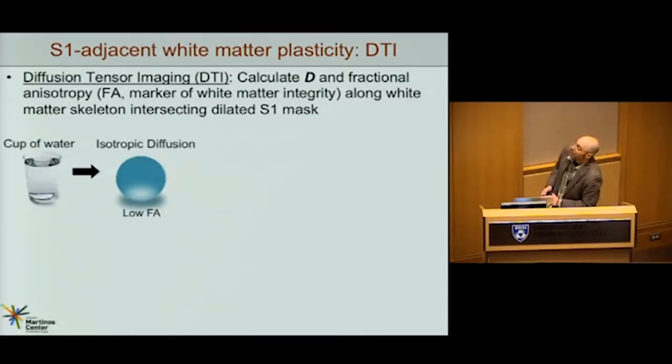Basically, this imaging technique allows us to map the diffusion in the brain. Imagine, for example, a cup of water: any particle within that water is moving equally in all directions. This is Brownian motion. If we look at the diffusion, it's identified as isotropic diffusion, meaning it's equal in all directions. There's a parameter that looks at how much diffusion is happening in different orientations, and that's called FA, or fractional anisotropy. Here there will be low FA, because water is going equally in all directions.